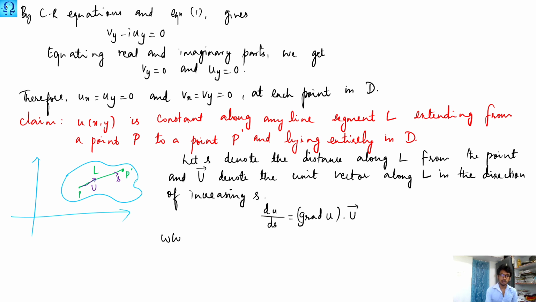So here grad u means ux i vector plus uy j vector. So the complex function is now treated as a function, the things happening in R2. That is why we have written these vector notations. Let us mark this equation as 1 and this equation as 2.